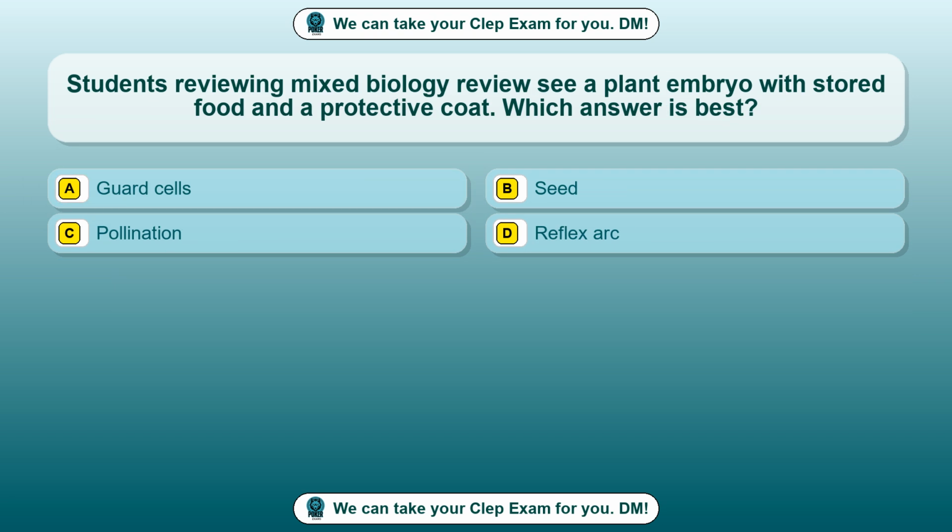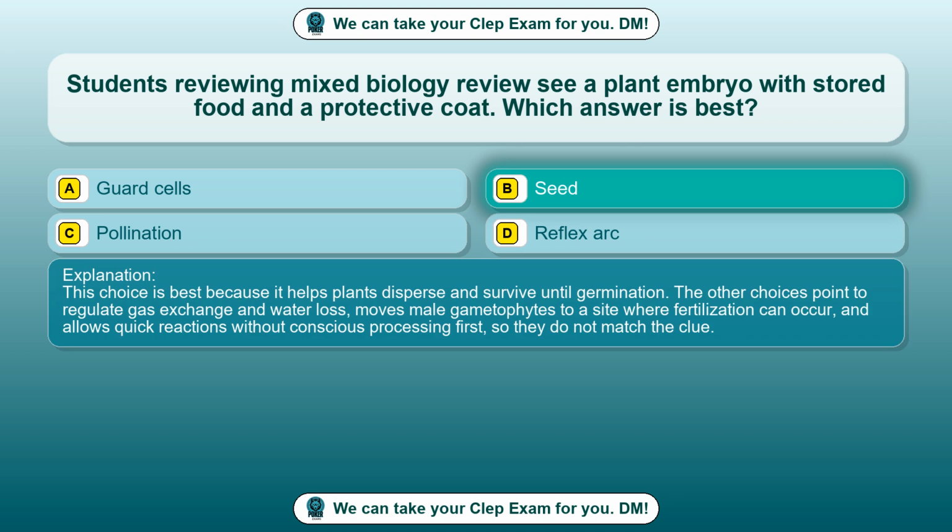Question 62. Students reviewing mixed biology review see a plant embryo with stored food and a protective coat. Which answer is best? Option A, guard cells. Option B, seed. Option C, pollination. Option D, reflex arc. The correct answer is option B, seed. This choice is best because it helps plants disperse and survive until germination. The other choices point to regulate gas exchange and water loss, moves male gametophytes to a site where fertilization can occur, and allows quick reactions without conscious processing first, so they do not match the clue.